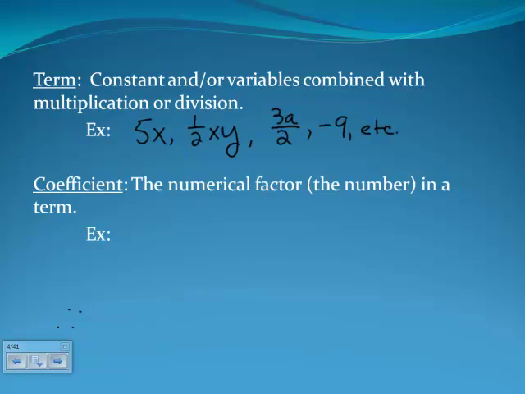Then there's the term coefficient. The numerical factor or the number in a term or the constant in the term is considered the coefficient or the numerical coefficient. For example, if I gave you this term, 3x, the coefficient in that term is the 3, the numerical coefficient. If I gave you the term negative 1/2 yz, the coefficient is the numerical piece of it. So the coefficient is the negative 1/2 in that term.